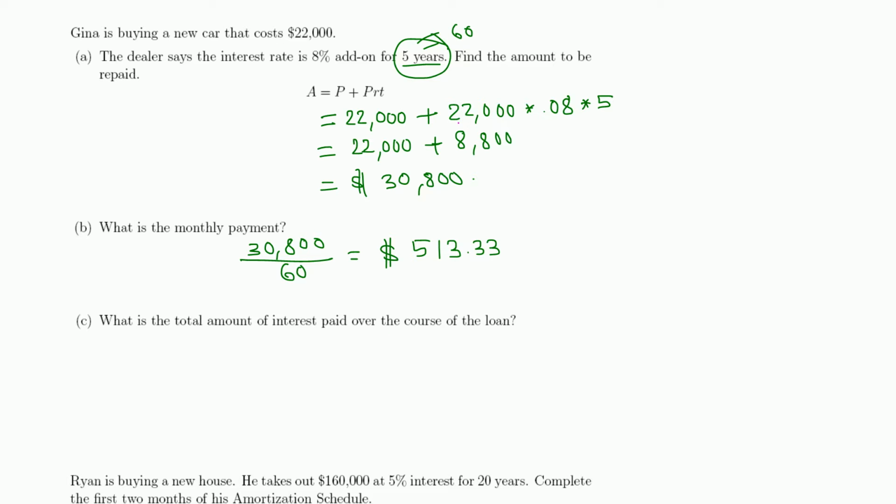Okay, in part C, what is the total amount of interest paid over the course of the loan? So interest paid was here. This is the interest paid. 22,000 was the principal, so 8,800. Okay, and let's go to the next question.